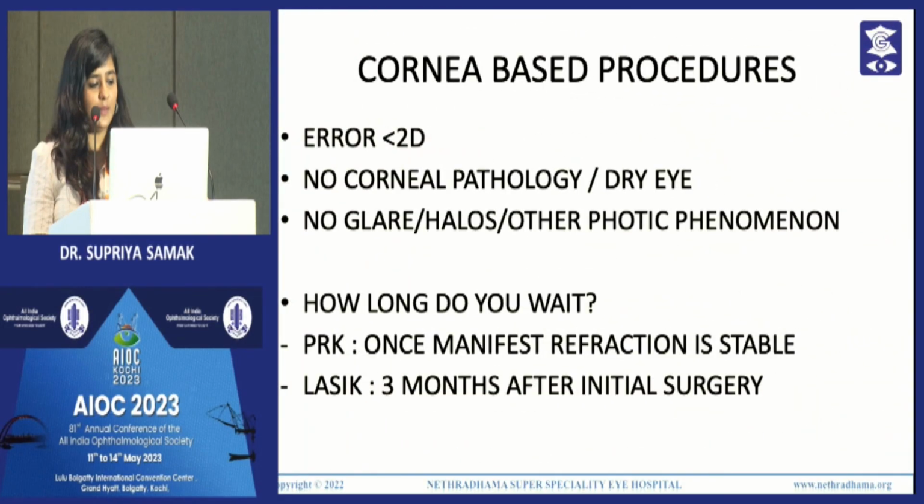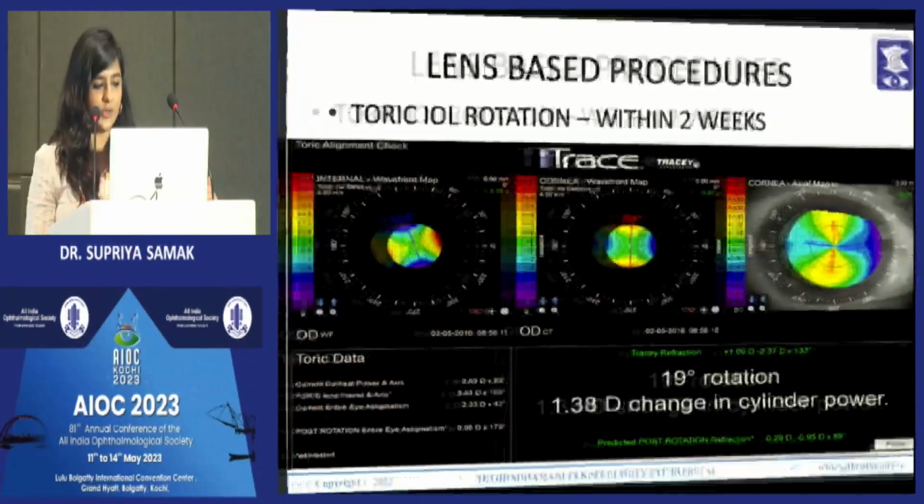Coming to the cornea-based procedures, if the error is less than 2 diopters and if there is no corneal pathology or dry eye, no glare, halos or other photic phenomenon, you can go for cornea-based procedures. Now, how long after the cataract surgery do you wait until you perform PRK or LASIK? LASIK at least 3 months after the initial surgery, but for both LASIK and PRK, we have to make sure that the manifest refraction is stable before we go for any corneal procedures.